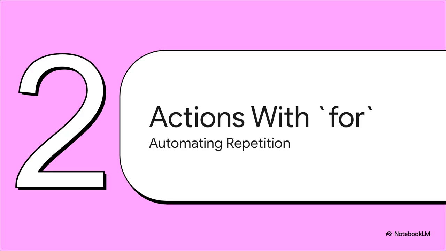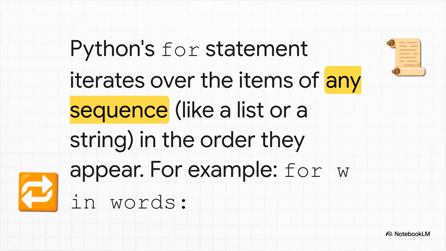Now let's switch gears and talk about repetition. Because let's be honest, nobody wants to write the same line of code over and over again. It's boring, and it's a perfect recipe for making mistakes. We need a better way. A way to tell our program, hey, do this action for every single item in this collection. And that brings us to the wonderful for loop.